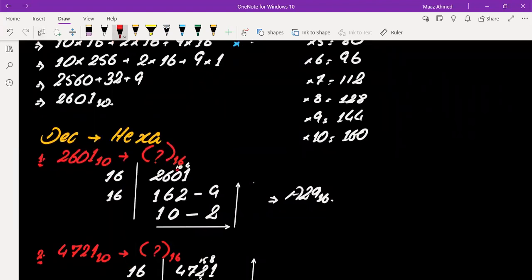16 times 6 is 96, and the remainder will be 4. Obviously, 100 minus 96 is 4. So this 4 merges with this 1, and makes up 41.